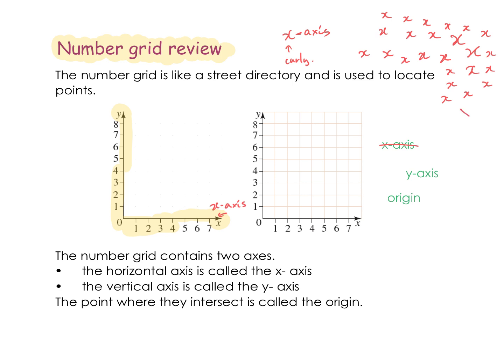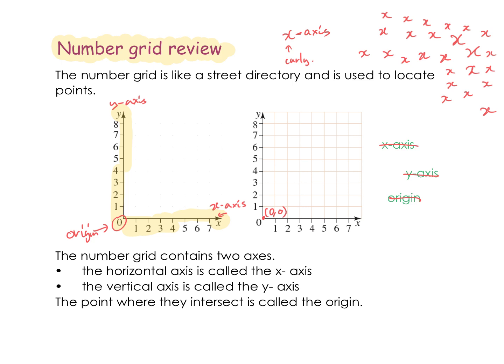Okay, and if you draw your x's like this, that's okay, but it's going to be really confusing. So please don't do that. Make them curly. All right, let's get rid of that one. Okay, that was the x-axis. The y-axis is up here. I'm really bad at writing the word axis. Maybe you're better than me. And then the origin is the point 0, 0. The origin. It has the coordinates 0, 0.